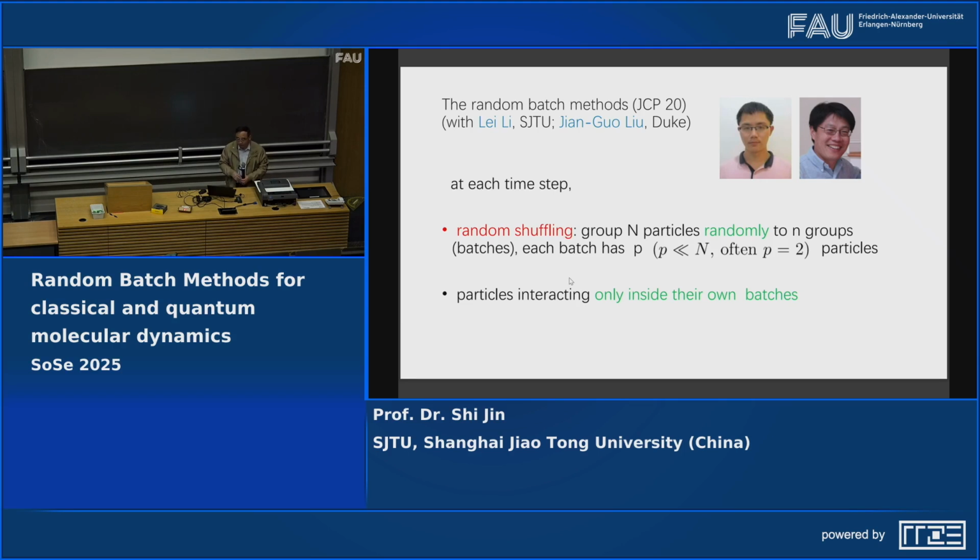2 steps. So the first step, we do so-called random shuffling. So you have a total of capital N particles. You divide them into small groups, okay, but randomly. You divide the total N particles into little n groups. Each group has little p particles, where p times little n equals capital N. All right? The key is that p, the size of each group, has to be very small compared to capital N. It can be as small as 2. It means basically 2 particles in each group.